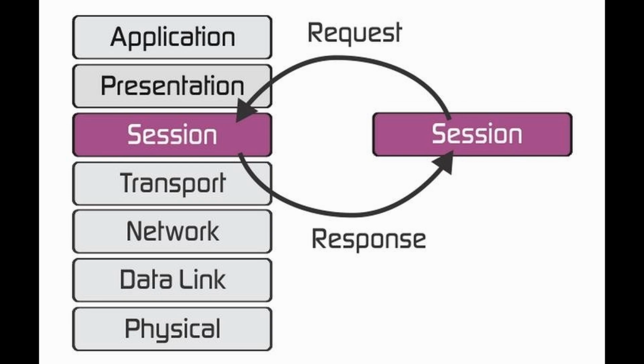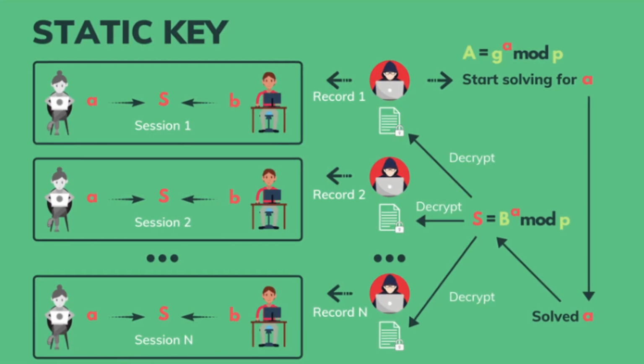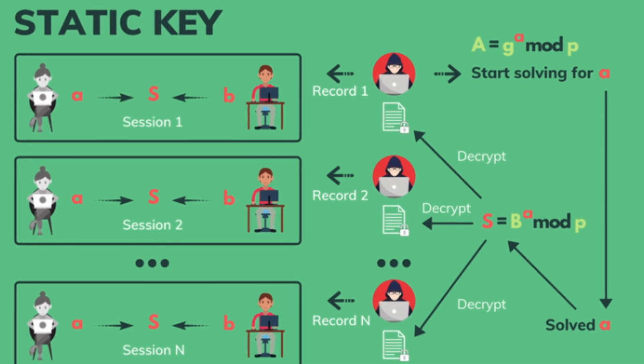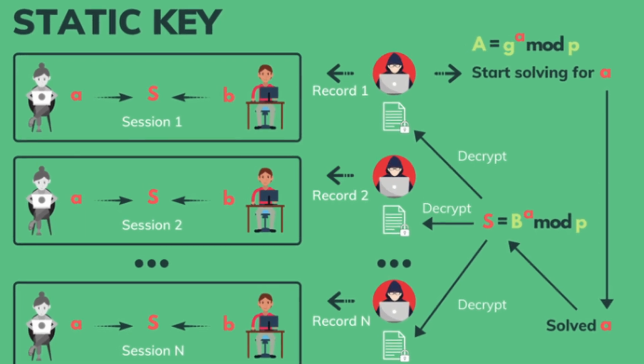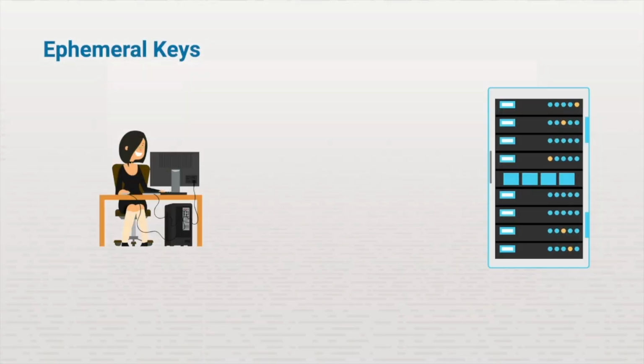Generally, when we establish a session and exchange keys, all communication during that session uses the same encryption keys. These are known as static keys. The problem is that the longer a key is used, the more susceptible it is to attack. To combat this, we use ephemeral keys. These are keys that are generated for each new session or transaction. Perfect forward secrecy makes use of ephemeral keys.